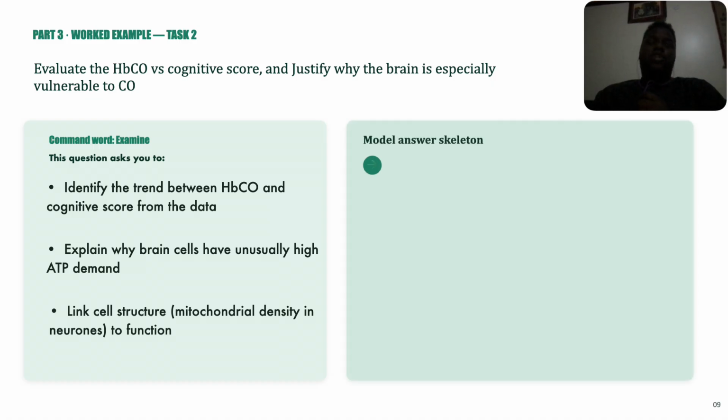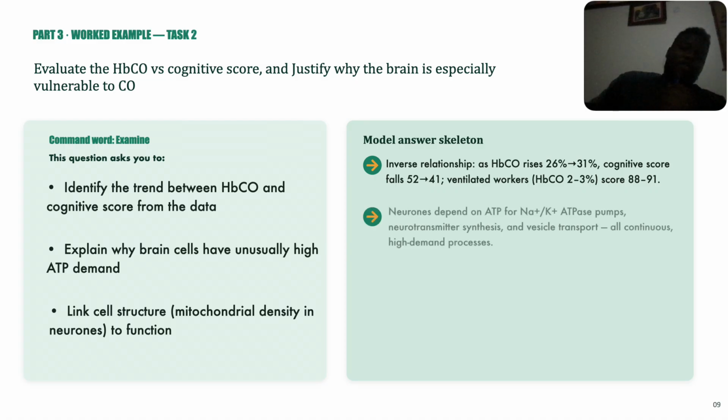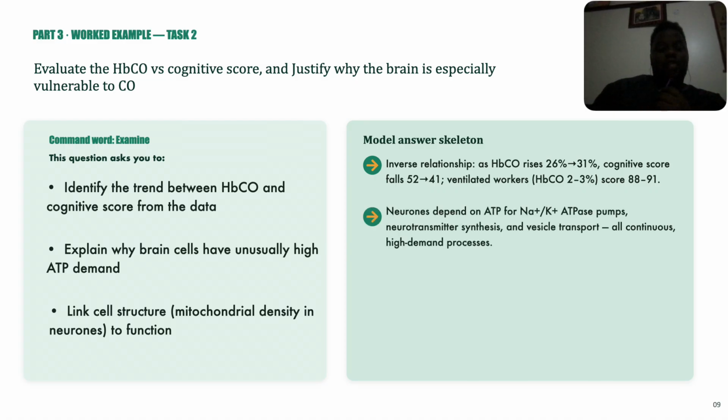Now, a model answer does not necessarily have to be the absolute, because this is biology. You could have approached this differently, but as a teacher, this is how I would love my students to approach this. We have the inverse relationship. You show us that as carboxyhemoglobin rises, cognitive score falls, with the information provided in the table. And then you show us the side of the ventilated workers. Always bring both sides to that table, because when you are doing evaluation, you are looking at the data and you are making sense of this data across the board.